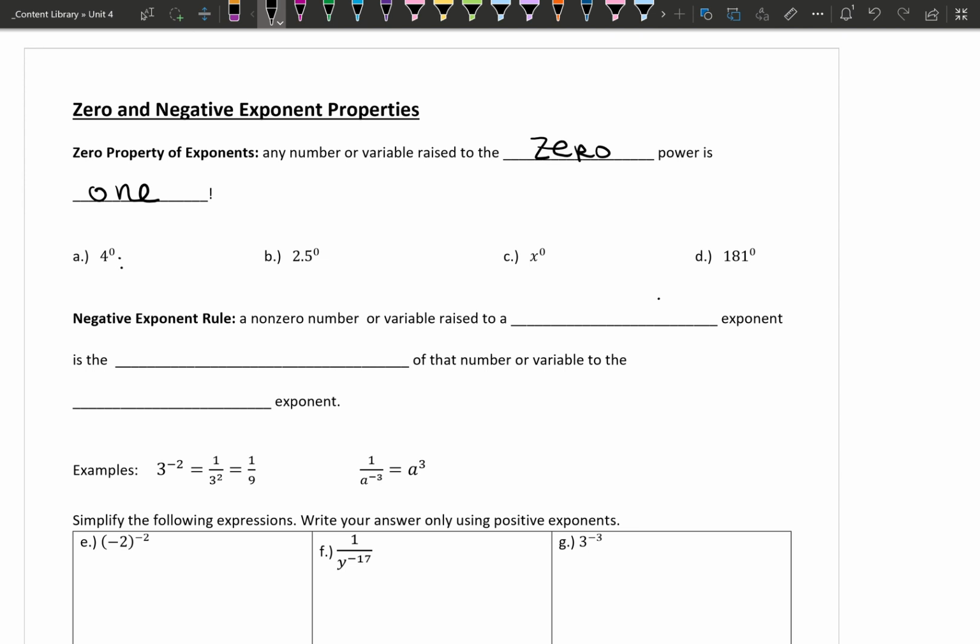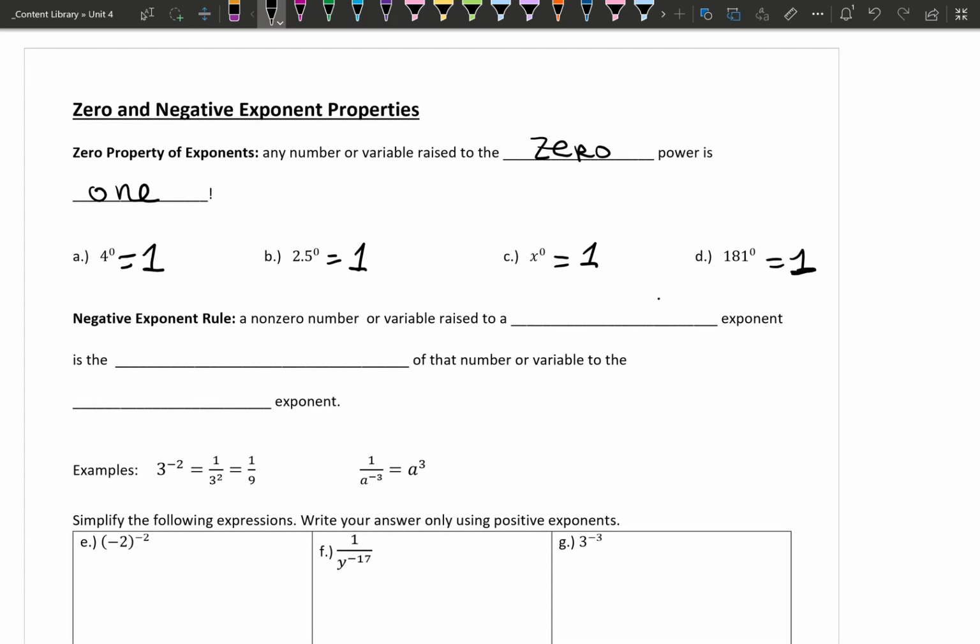So, 4 to the 0 is 1. 2.5 to the 0 is 1. X to the 0 is 1. 181 to the 0 is 1. Alright, so that's probably my favorite of the rules.